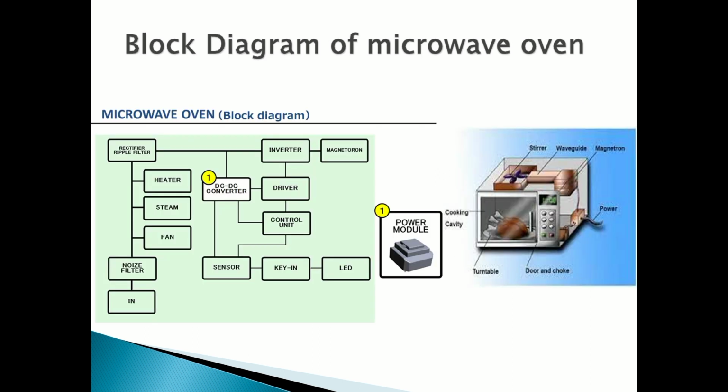Then the block diagram of a microwave oven. This is a block diagram of a microwave oven. This is a power module. Then we use a heater, steam, fan, drivers, control units, inverter, and magnetron. Next, key, sensor, LED lights.